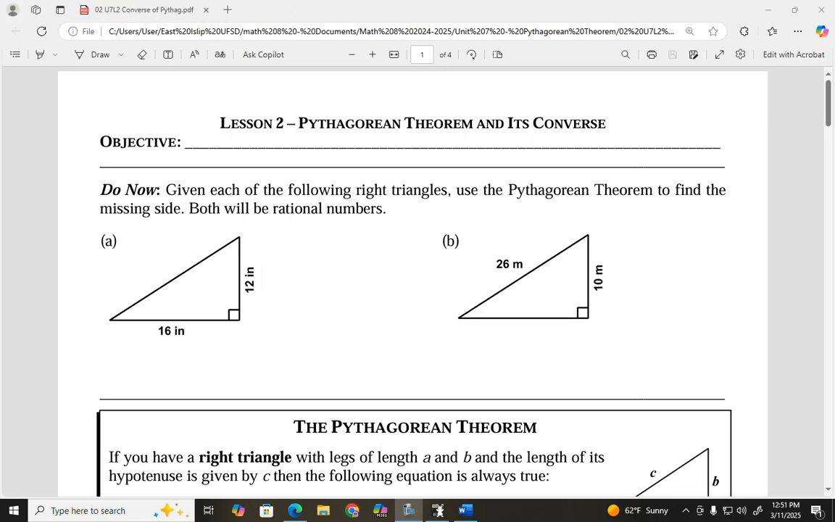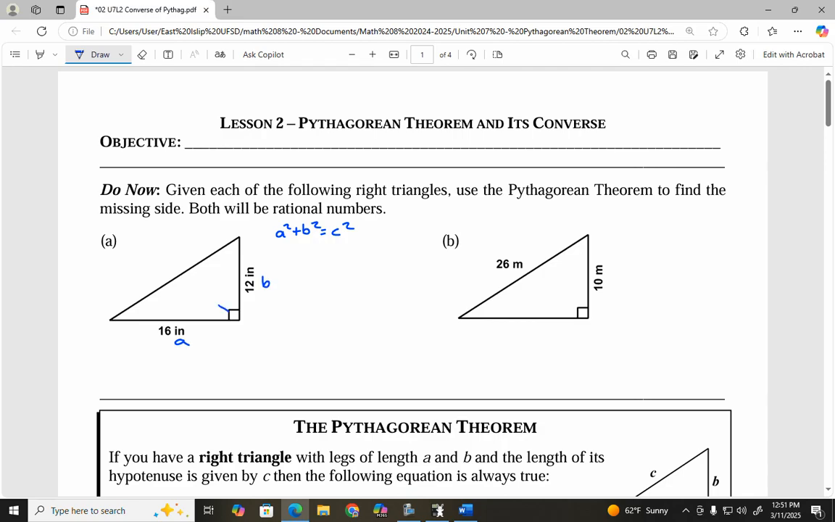In the directions, it clearly says that both of these answers will be rational numbers, so I don't have to worry about rounding. To find the missing side of a right triangle, we could use the Pythagorean theorem, a squared plus b squared equals c squared. Remember that a and b are called the legs. C is always across from the right angle, and that's called the hypotenuse.